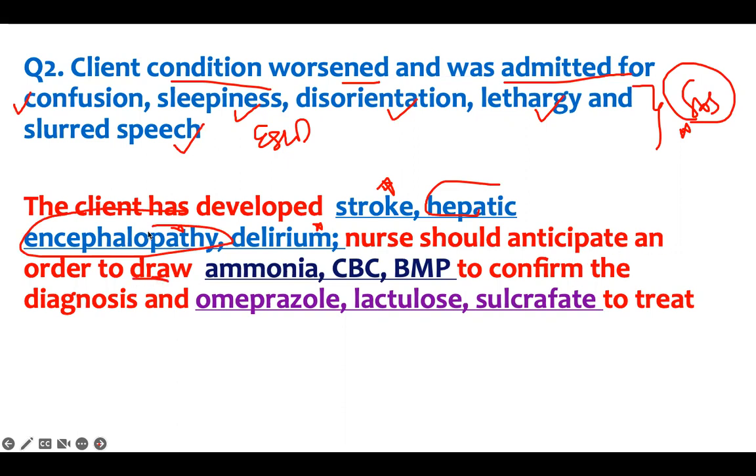If you have hepatic encephalopathy, do you get a BMP, a CBC, or an ammonia? You get ammonia. You want to check the ammonia level to confirm the diagnosis. And how do you treat it? You give them omeprazole, lactulose, or sucralfate? You give them lactulose. So the patient develops hepatic encephalopathy, we draw an ammonia, and we treat it with lactulose.